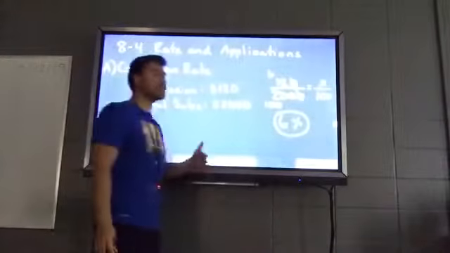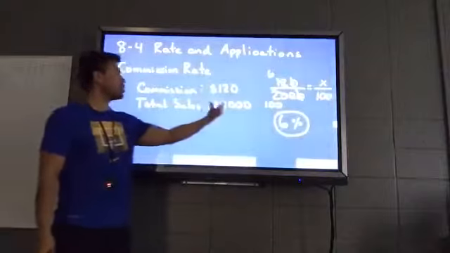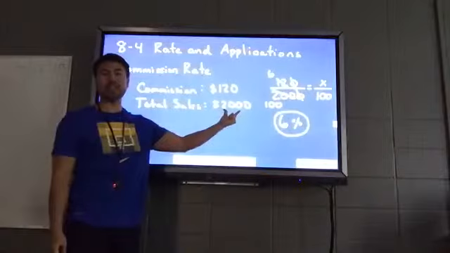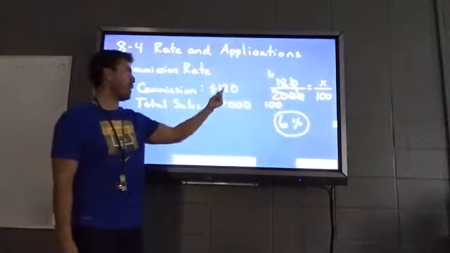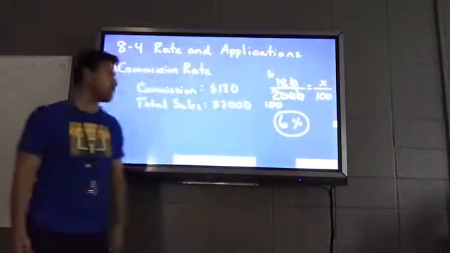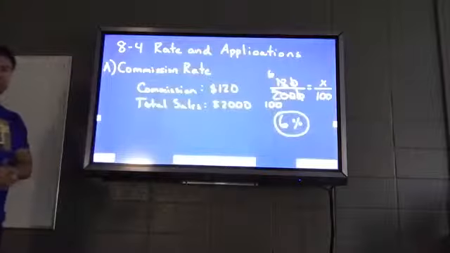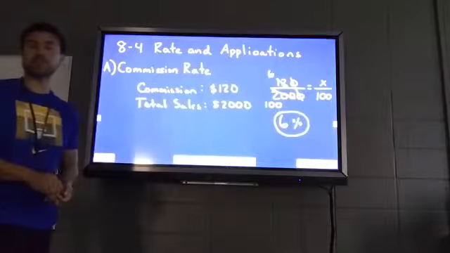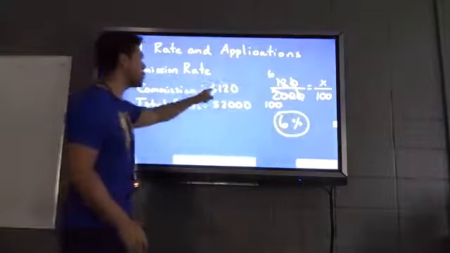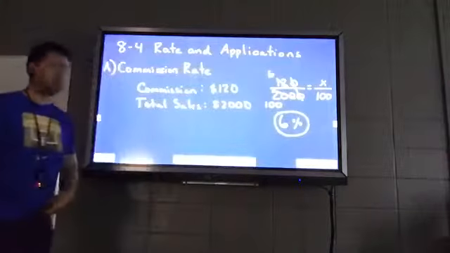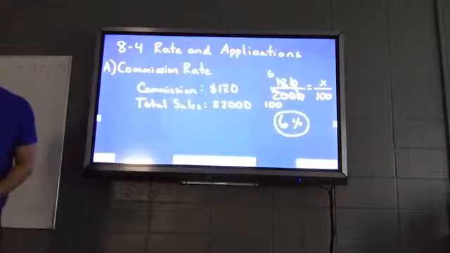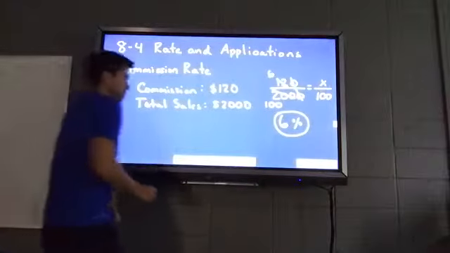We call that 6%. So what does that mean? That means that this salesperson sold $2,000 worth of merchandise, and they get 6% of that total sales number, and that happens to be 120. So 120 is 6% of $2,000. That's one way to work these problems out, and hopefully that's the way you're going to use if you get confused.